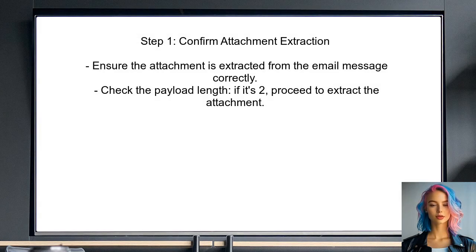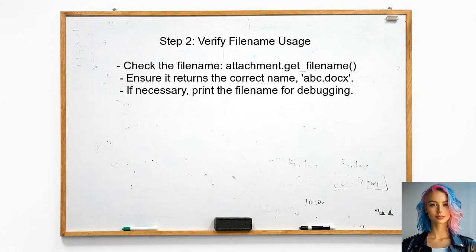To address the user's issue, we need to ensure that the attachment is being handled correctly in the Lambda function. First, let's confirm that the attachment is being extracted properly from the email message. Next, the user should verify that the file name of the attachment is being used correctly. The error indicates that the file cannot be found, which often means the path is incorrect.